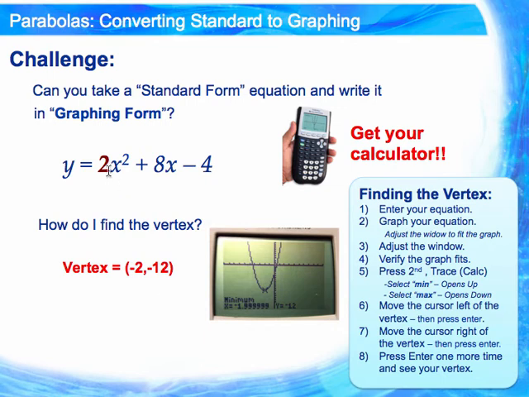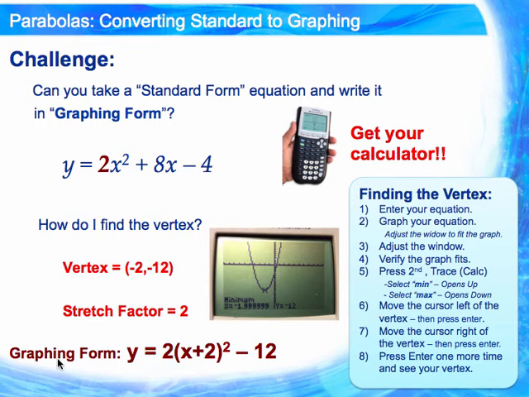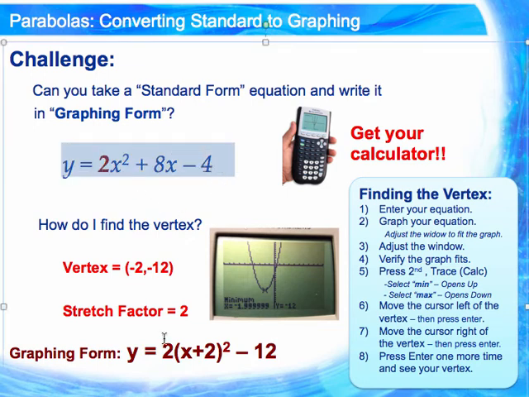So if I know my stretch factor is 2, I'll write my equation y equals 2 with a pair of parentheses. To make this vertex shift 2 to the left, I'm going to put x plus 2, and then after it, to get the graph to go down 12 units, you're going to say -12. So now what we've done is we've successfully transformed this equation right here, which is in standard form, and gotten it into what we call the graphing form. This format right here can tell you a lot more about the graph. This format here can tell you a lot more about the intercepts.